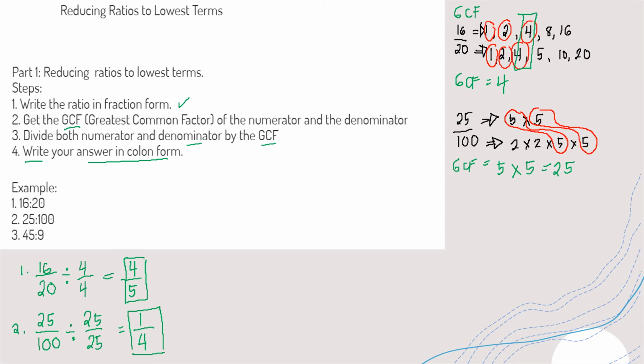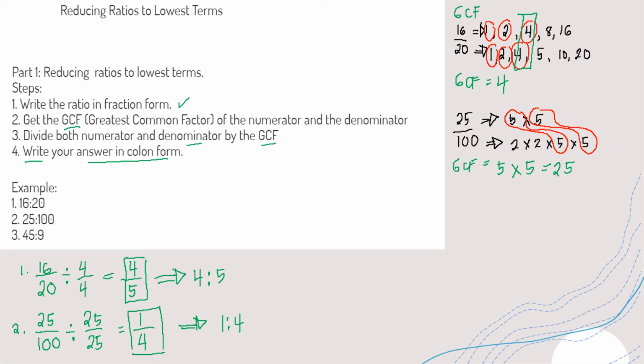Oh, I forgot. We have to do step 4, writing the answer back in column form. So our final answer should be 4 is to 5 for the first example, and for the second example, the answer should be 1 is to 4. Miss Tanya forgot about that.